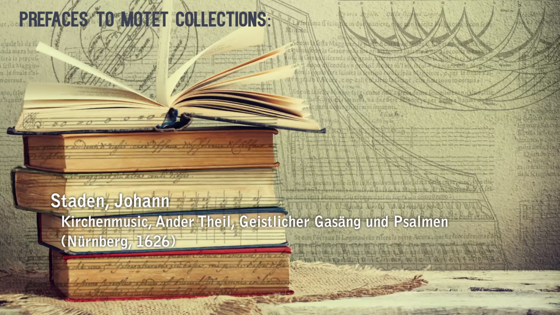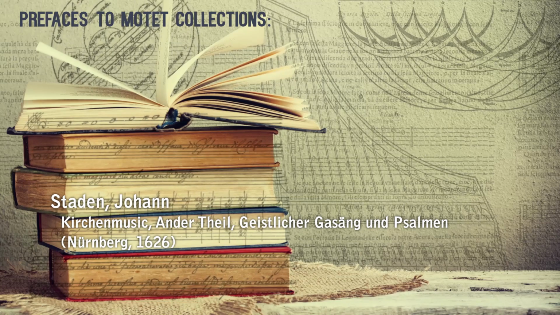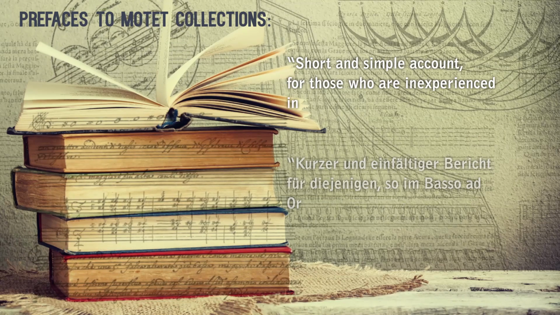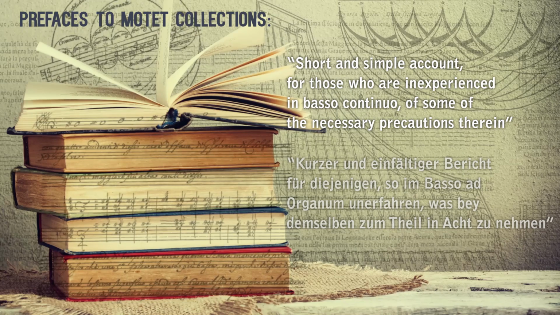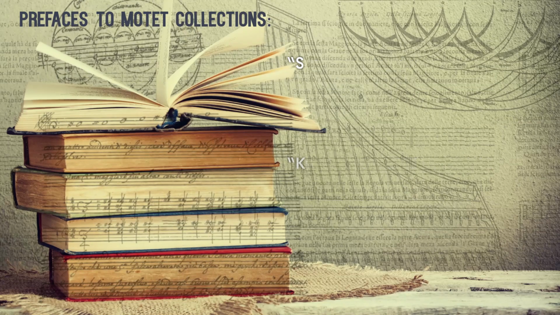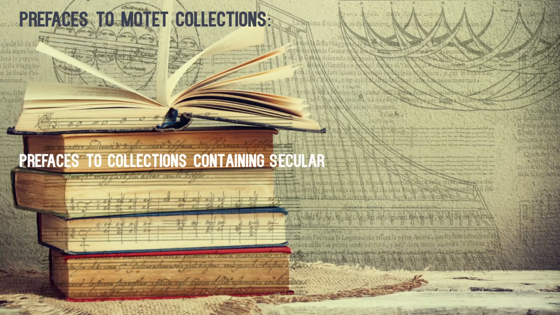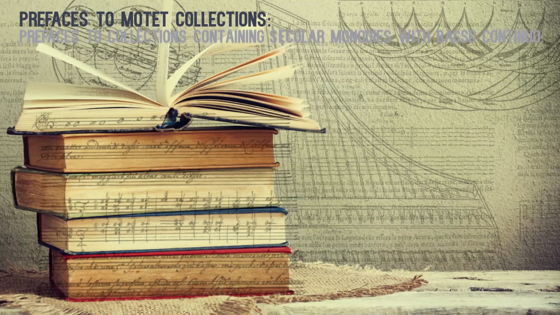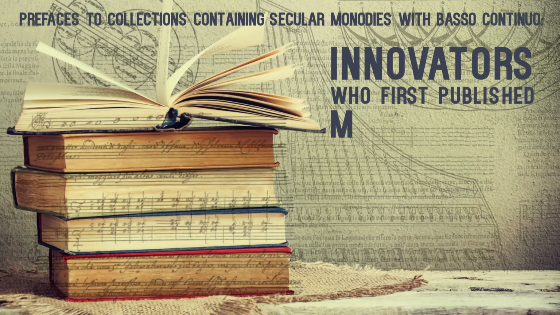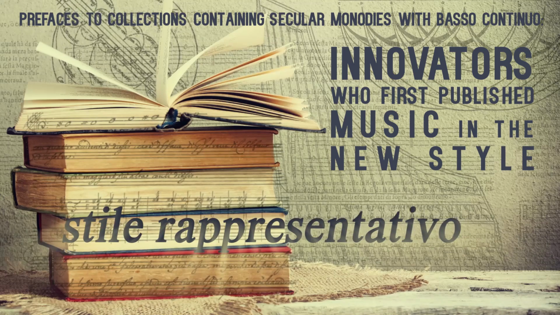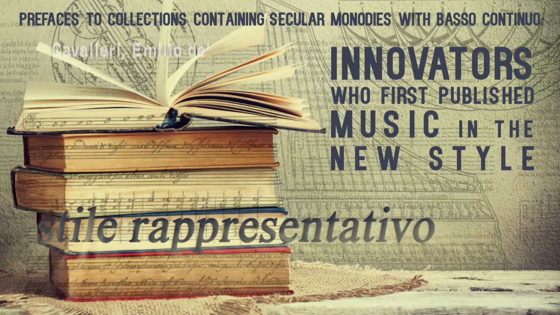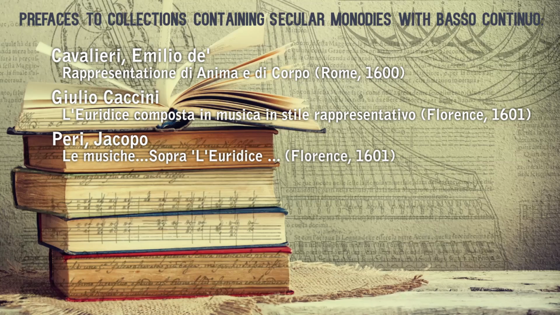Staden is also worth noting, as his writing is also relatively extensive and bears the title of a small treatise. The last group, which contains the very first descriptions of Basso Continuo, is the group of the innovators who first published music in the new style, the stile rappresentativo: Cavalieri, Caccini, Peri, and so on.